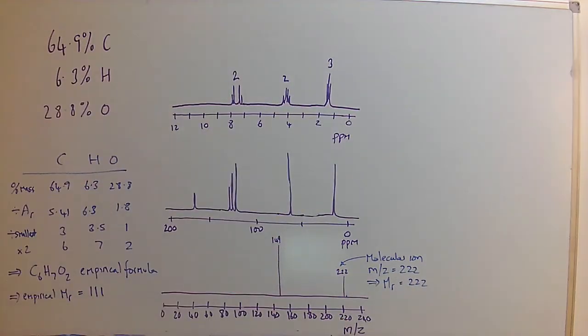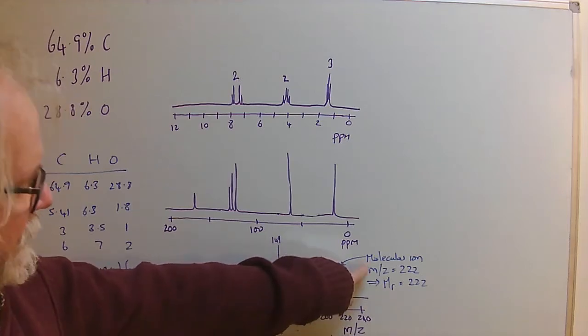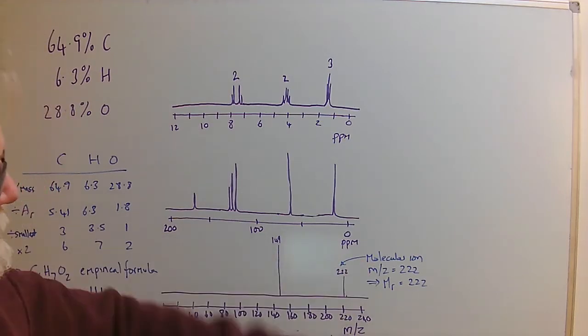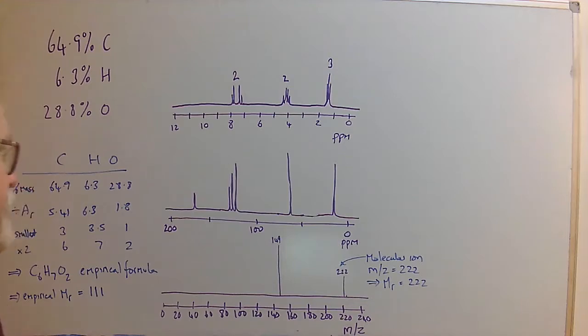It's really important that you spell it out like that. People tend to just say things like, I can tell from the mass spec that the MR is 222, and that's probably too vague. They'll say, yeah, how do you tell from the mass spec? So you say the molecular ion has an M over Z of 222, therefore the MR is 222.